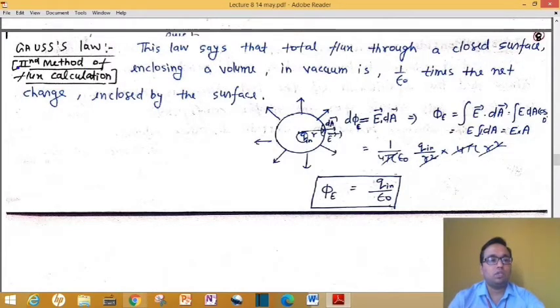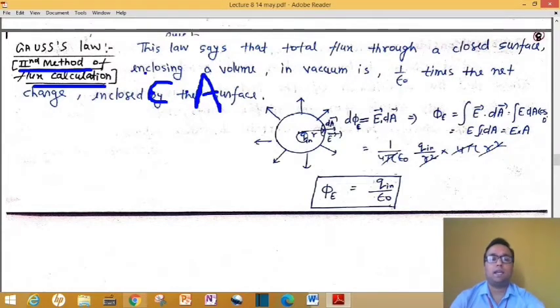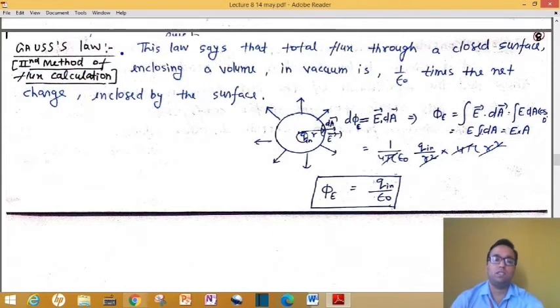Basically this is the second method of flux calculation. As I told you, we have to calculate the amount of power coming out of a bulb, or coming out of a charge, that amount of radiation. But there are two methods. The first method is the mathematical way, in which we calculate E and multiply it by A, and the second method is Gauss law. It is very easy to apply this method also.